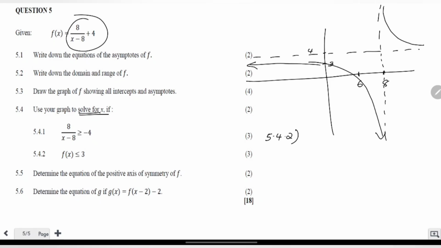All right, guys, and now we move to question number 5.4.2. F of x less than or equal to 3. Find all the values of x where f of x is less than or equal to 3.